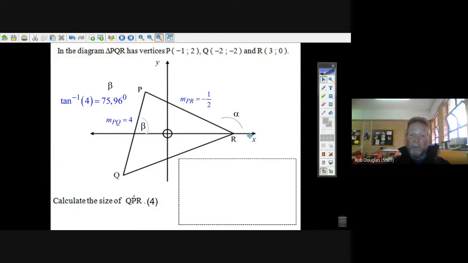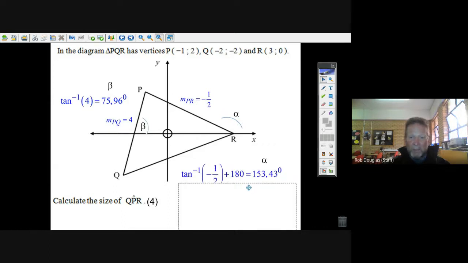Okay, now we've got a big angle over here. It's a negative gradient, and from the horizontal bending around R, it makes a bigger angle. But still, just do the same thing. Go shift tan of minus a half, but you'll get a negative answer. That's a negative angle. What you have to do is add 180 to get this positive angle. Because it forms a straight line, about 180 degrees in a straight line, it should make some sense that if you want to get this big angle, you've got to add 180.